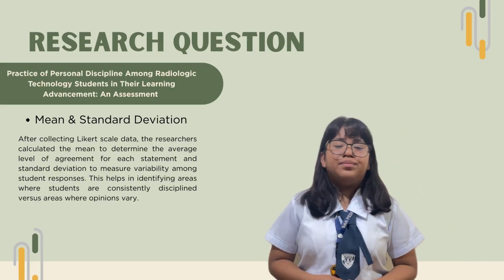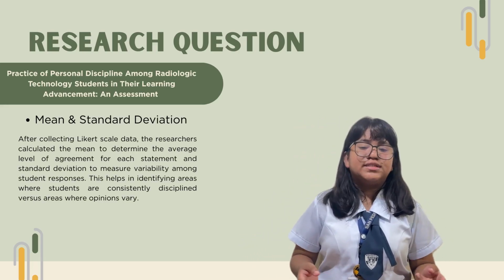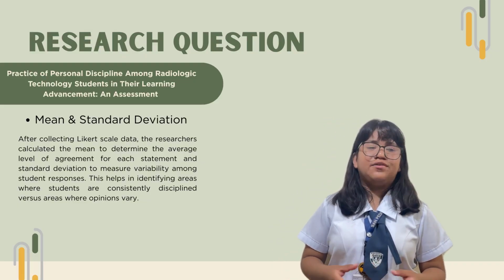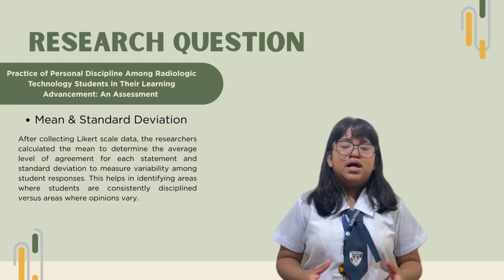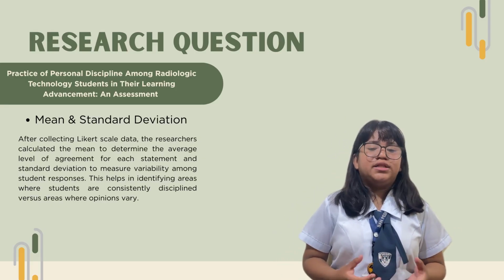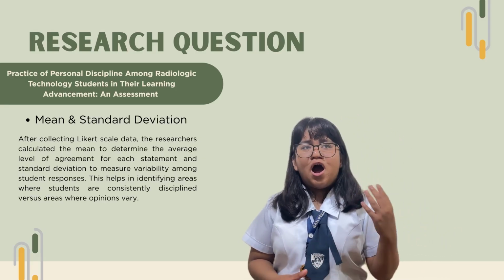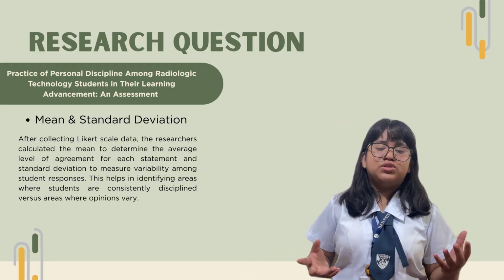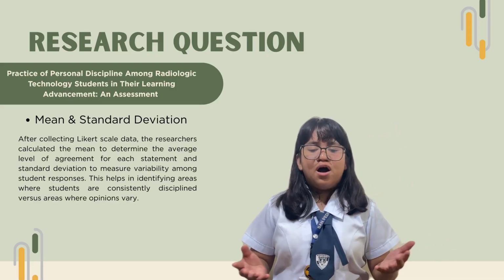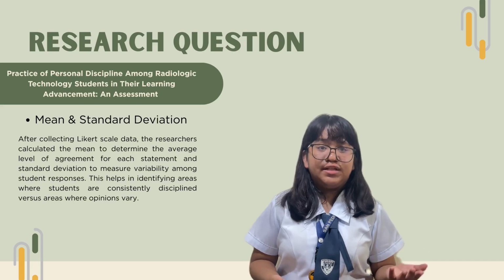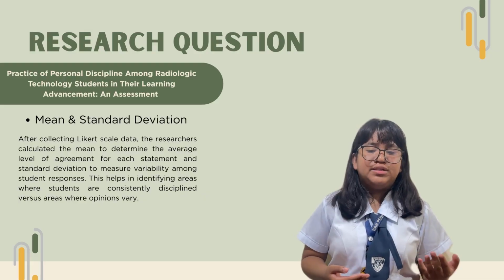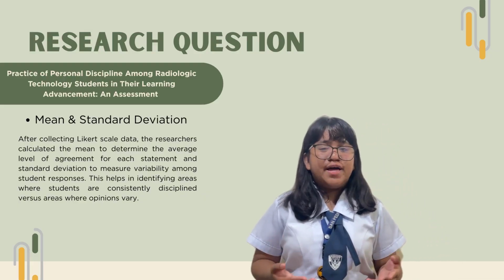Meanwhile, the standard deviation allowed the researchers to understand the consistency of students' responses. This method was appropriate because it helped us summarize and quantify the overall tendencies and variability in the students' level of each discipline. The data analyzed here are interval, as the Likert scale responses are treated numerically for averaging purposes. Together, these methods were ideal for addressing the study's research questions, like assessing how personal discipline affects learning advancement, because they accurately capture both categorical and ordinal data while providing insights into patterns and tendencies within the student population.